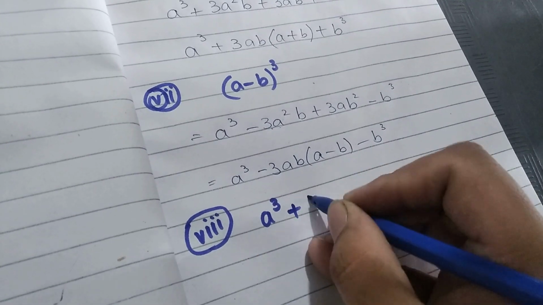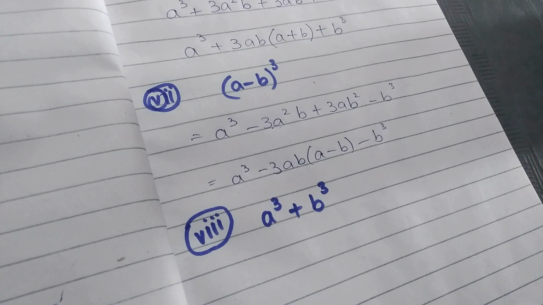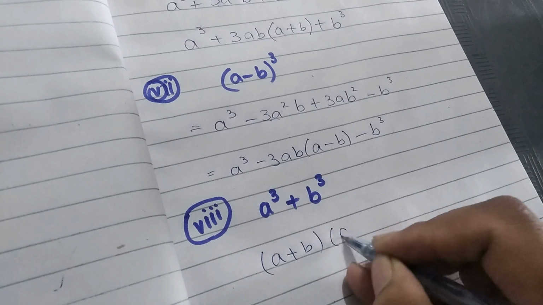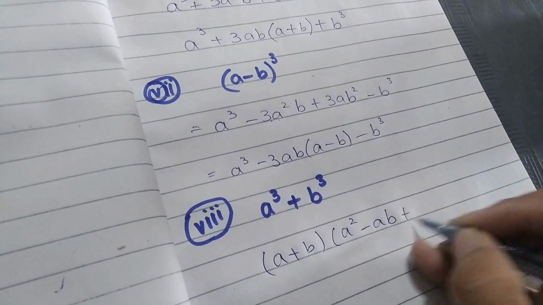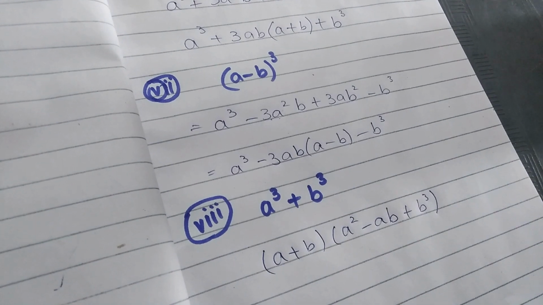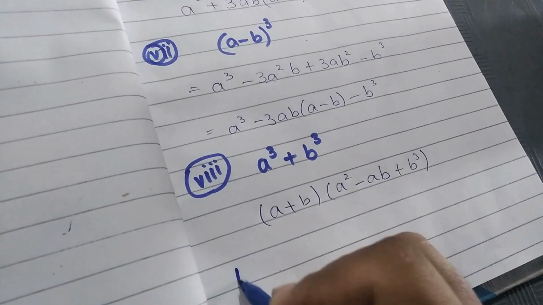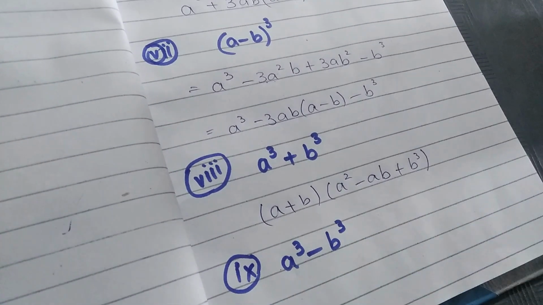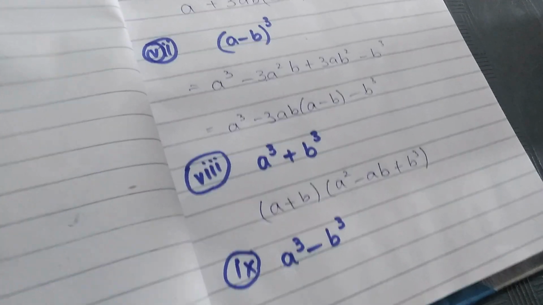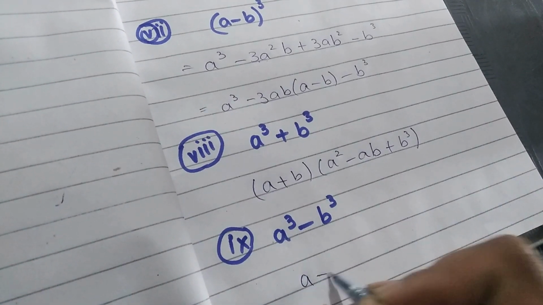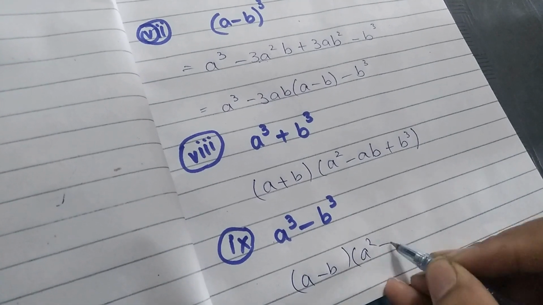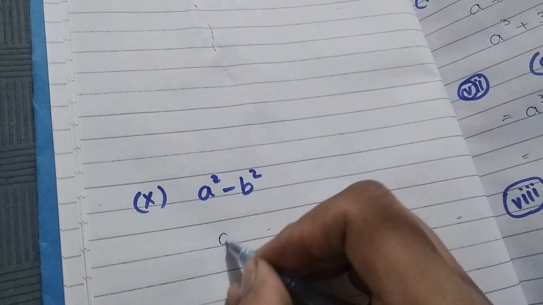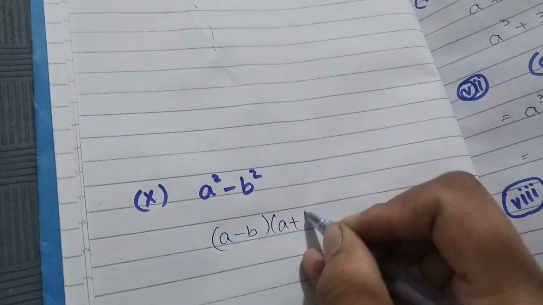Number 8 formula is a cube plus b cube, which equals (a plus b)(a square minus ab plus b square). And number 9 formula is a cube minus b cube, that is equal to (a minus b)(a square plus ab plus b square). A square minus b square is equal to (a minus b)(a plus b).